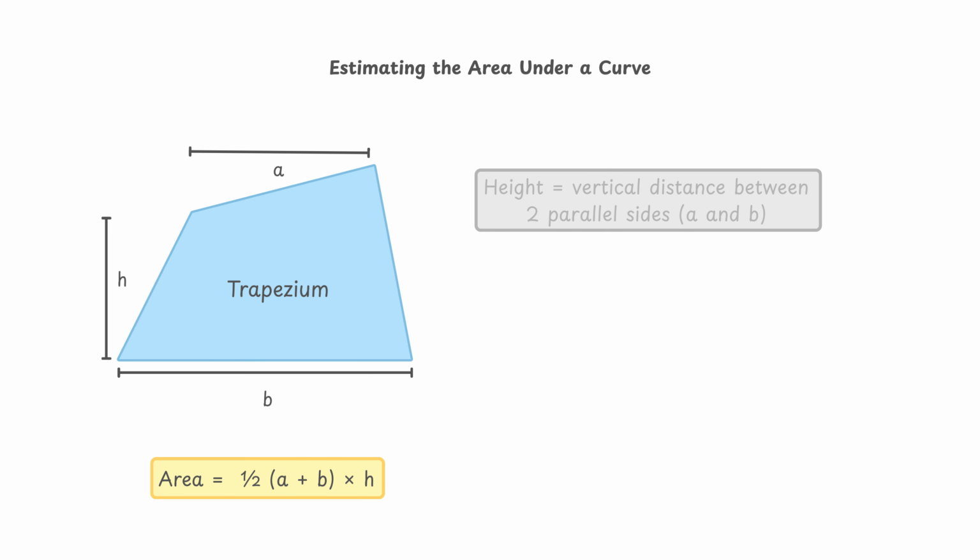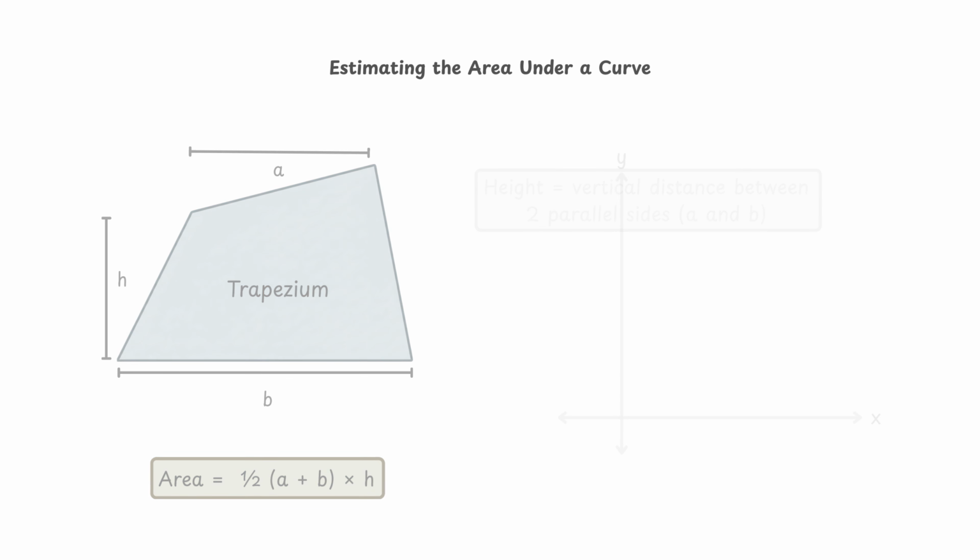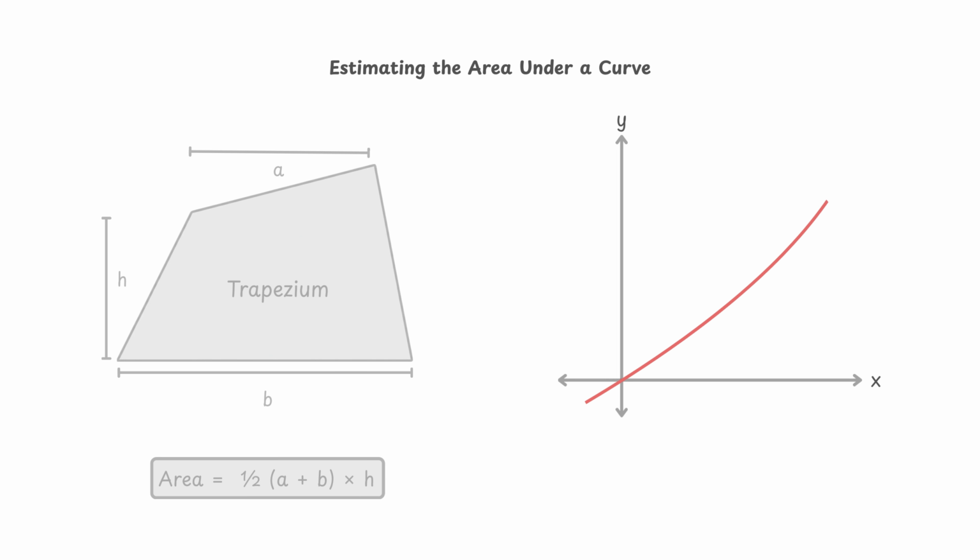Now let's connect this idea to curves. On the right side, we can see a graph. Instead of a straight shape, we now have a curved line. But here's the key idea. We can estimate the area under this curve by breaking it into trapeziums. Each trapezium sits under a small section of the curve.